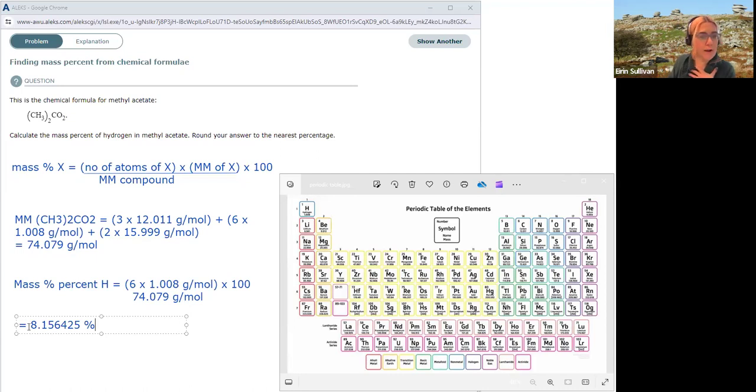Now we are going to want to round that, so we're asked to round it to the nearest percentage, so that's just going to be 8%. Okay, so it's always sensible to think about whether that sounds like a reasonable number. Just because there's more atoms of hydrogen in this compound than carbon and oxygen, you've got to think about their relative molar mass compared to the mass of hydrogen. Carbon and oxygen are pretty heavy, so it makes sense that it'd only be about 8% hydrogen.